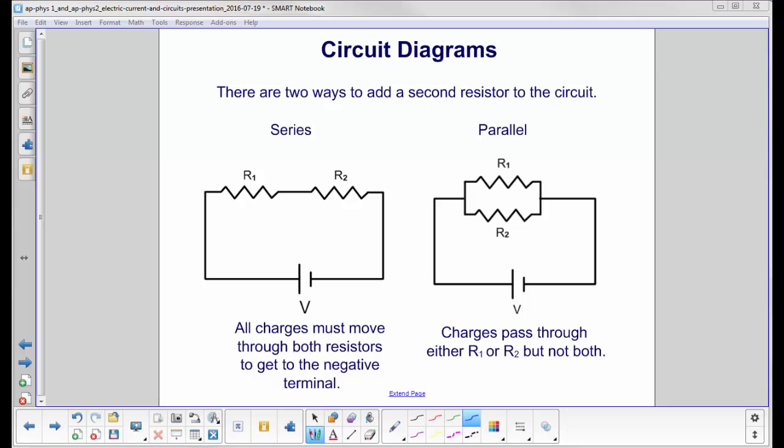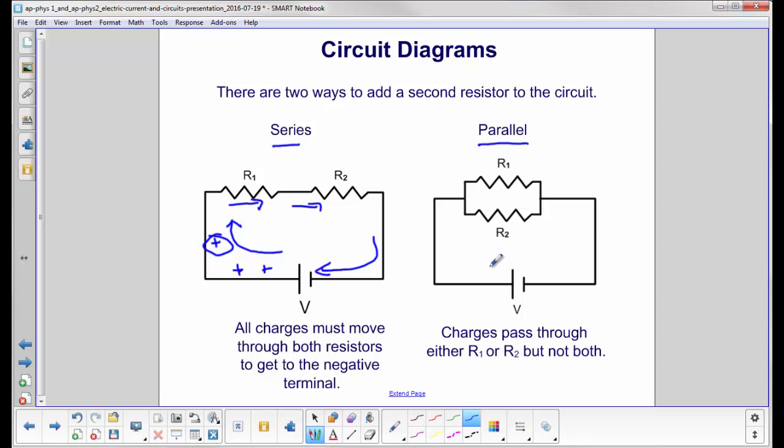We now want to add a second resistor, and there's going to be 2 ways we can do it. The first case we call series, and the second case we call parallel. Series means when I have charges, and look how I'm putting positive charges here, because conventional current is the flow of positive charges, even though we really know electrons are moving this way. If you're a positive charge, you come through, you obviously go through the first resistor, and then you don't have a choice. You have to go through the second resistor. There's no other place to go. So you go around like this and you come back to the negative terminal. So all charges must move through both resistors to get back to the battery.